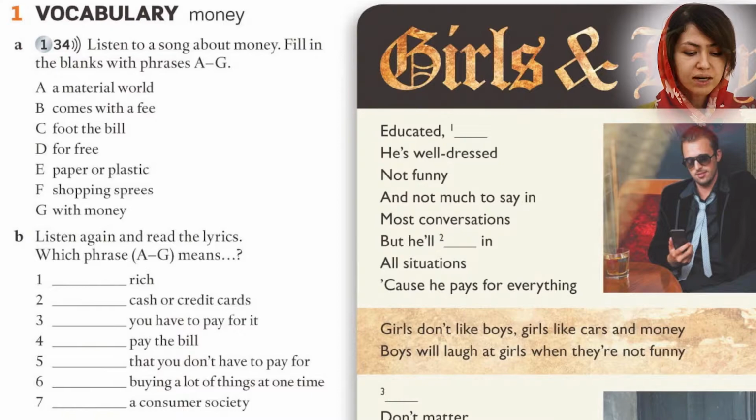Now, let's go to the next. Comes with a fee. So let's find that. This is number 3 here. You have to pay for it. Okay? Everything that you buy comes with a fee. It means you have to pay for everything that you buy.